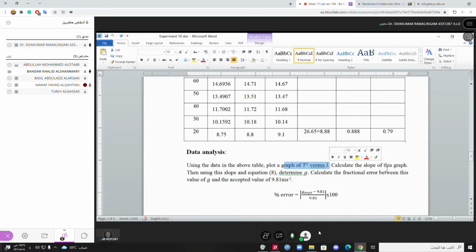Less than 5 for the second part. First part less than 2. Doctor, the unit for the T capital is second. Yes, second.